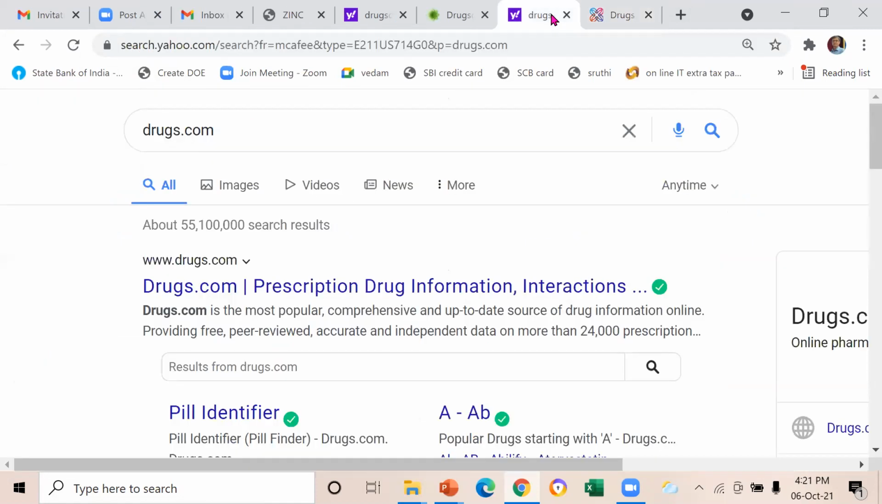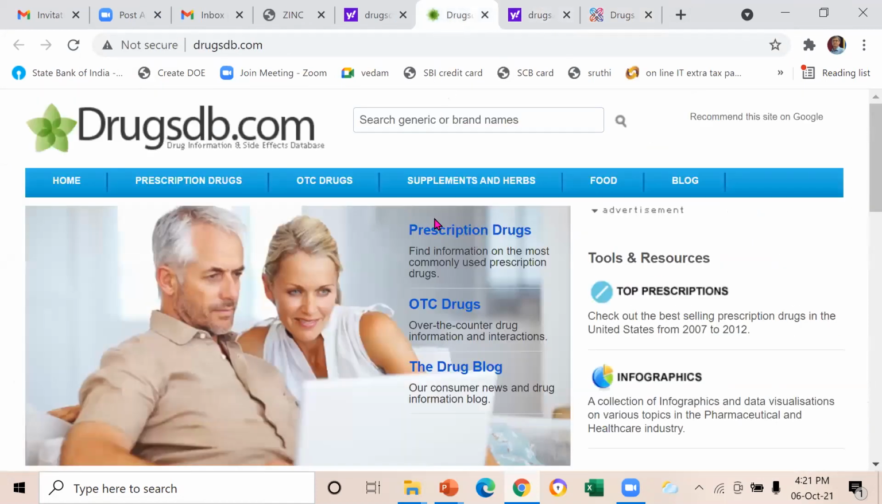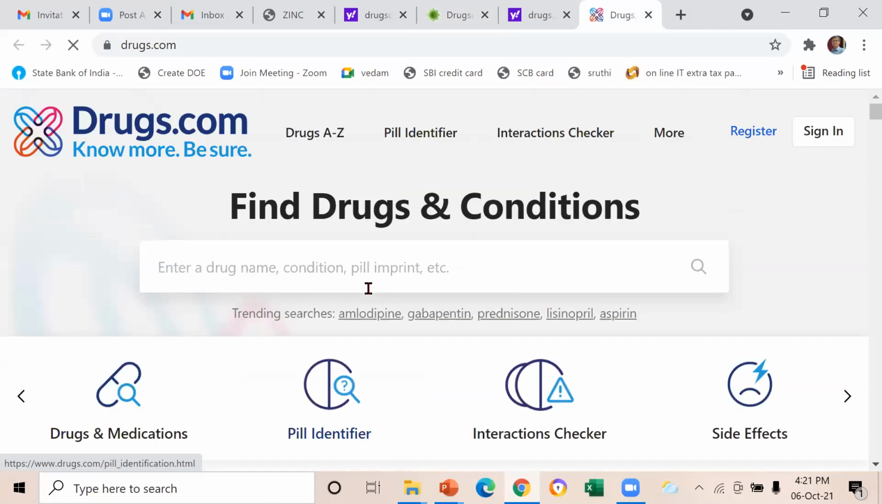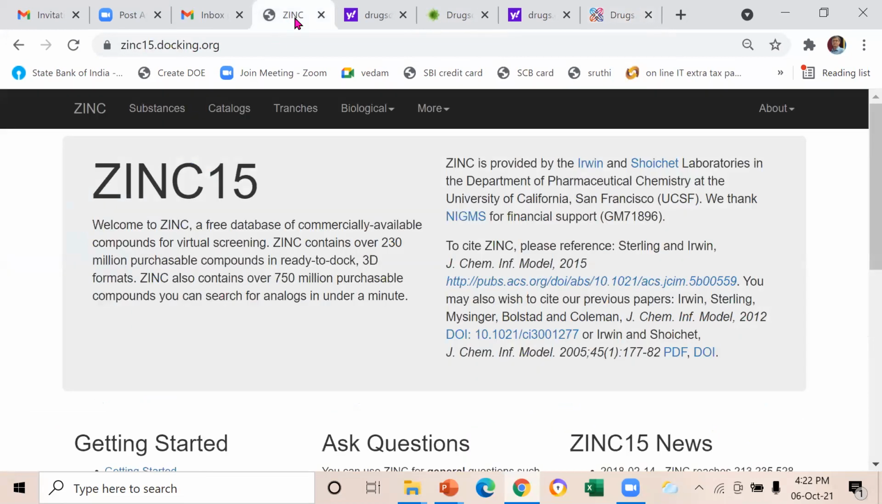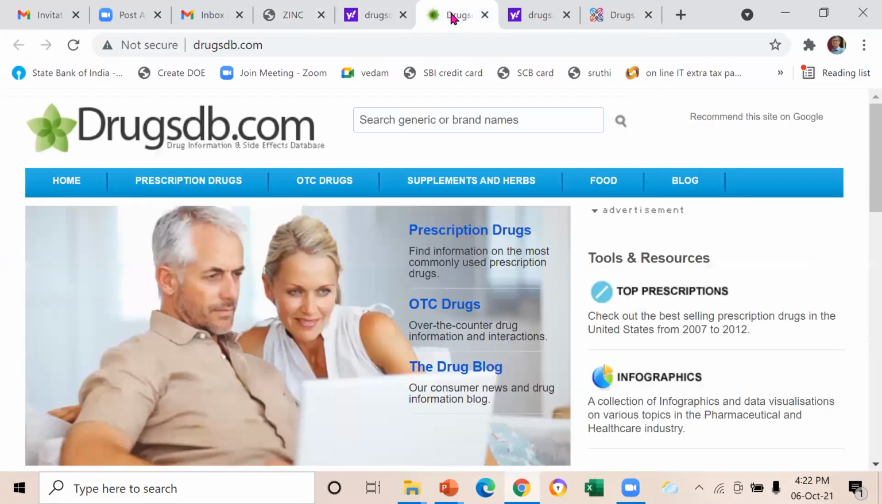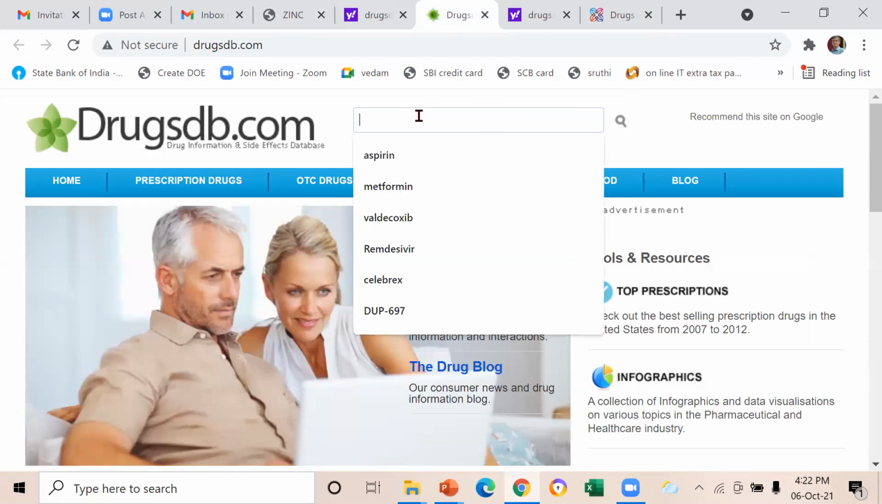Okay, can you see these two databases? One is called drugsdb.com and the other one is called drugs.com. These are databases which give you information about only drugs. When you call it a drug, it is something which has been approved by the Food and Drug Administration. ZINC will not only contain drugs, but also a lot of ligands because it contains 750 million compounds, whereas these contain only information about drugs.